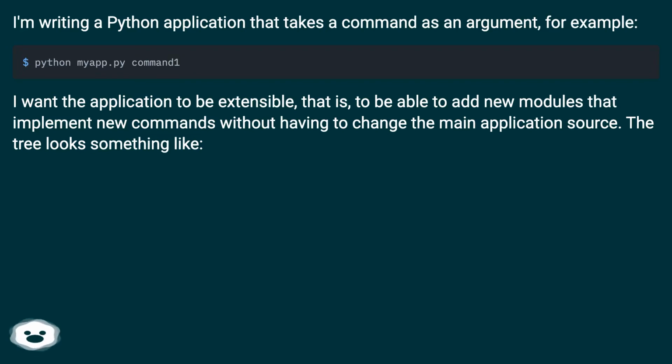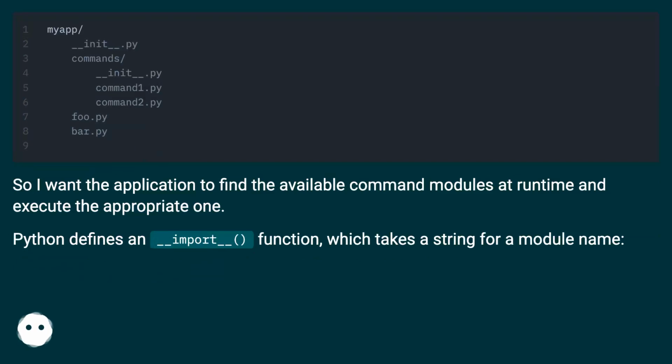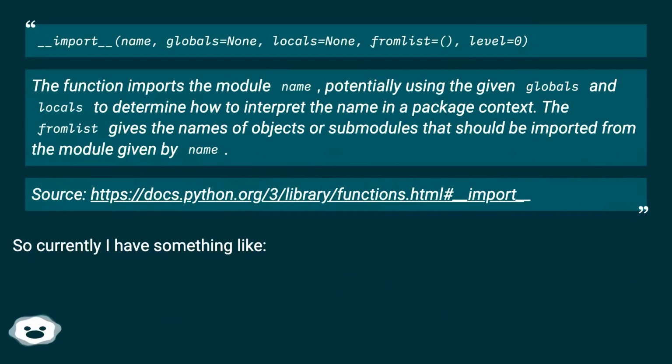The tree looks something like. So I want the application to find the available command modules at runtime and execute the appropriate one. Python defines an __import__ function, which takes a string for a module name. __import__(name, globals=None, locals=None, fromlist=(), level=0).